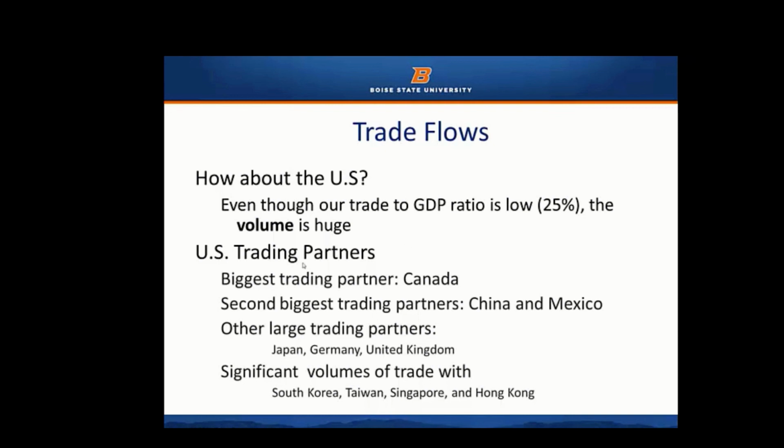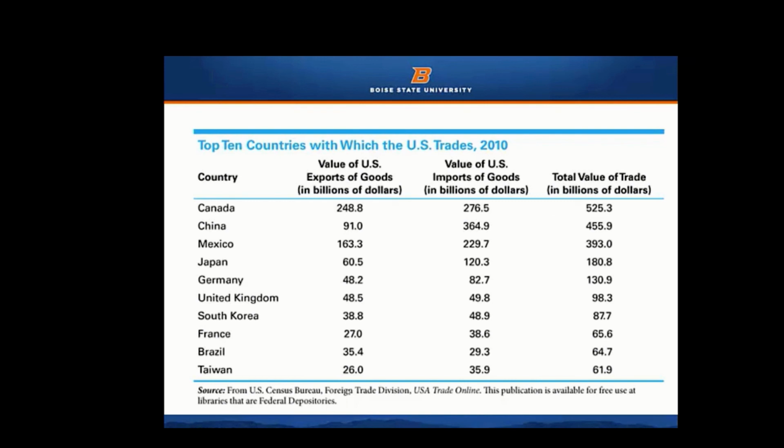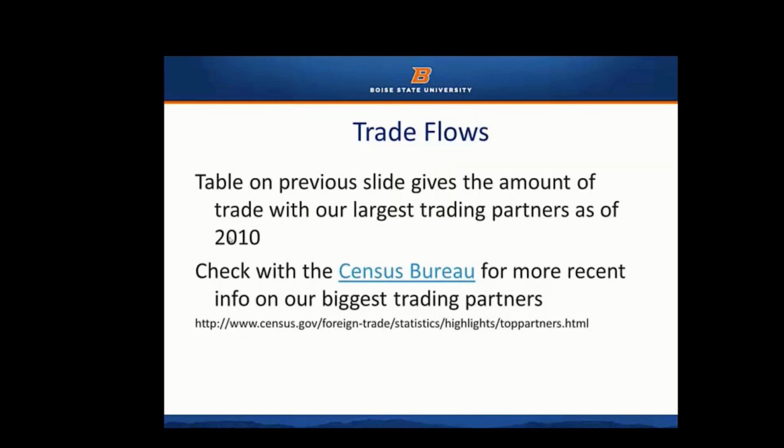So here are our trading partners. Our largest trading partner is Canada. Second is China and Mexico, and then Japan, Germany, and the United Kingdom are all relatively large. As of 2010, here are our trading volumes, our exports and imports, and total volume of trade. Like I said, Canada's our biggest, China second, closely followed by Mexico, and then the other ones drop off. These are the big three for us. That's the data for 2010.